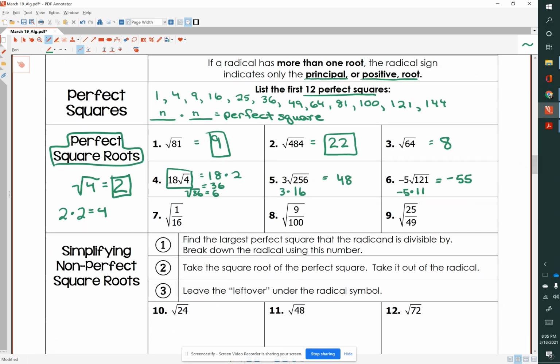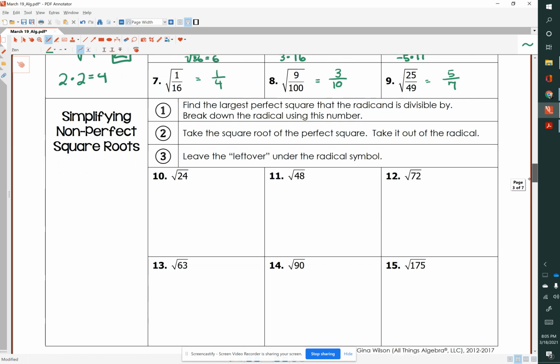The square root of 1 over 16 equals 1/4. The square root of 9 over 100, the square root of 9 is 3. The square root of 100 is 10. The square root of 25 over 49, the square root of 25 is 5, and the square root of 49 is 7. Now, those are perfect squares and square roots.